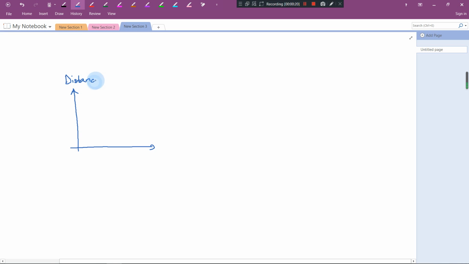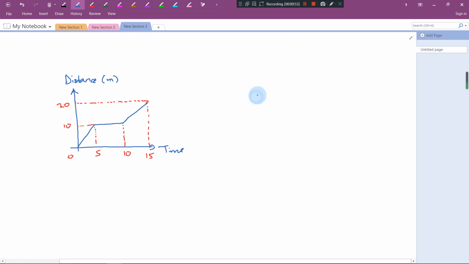Distance against time graph. Let me give some numbers to this graph first. 5, 10, this is 15, this is 10, okay, this is 20, this is 0. Okay, so this is distance against time graph.